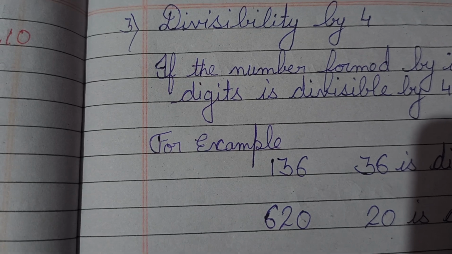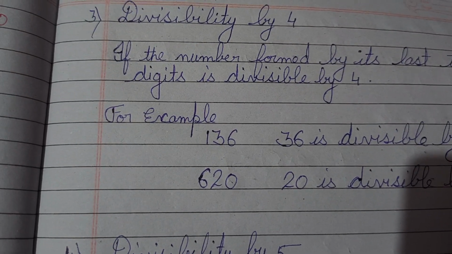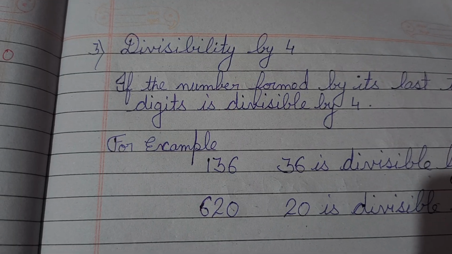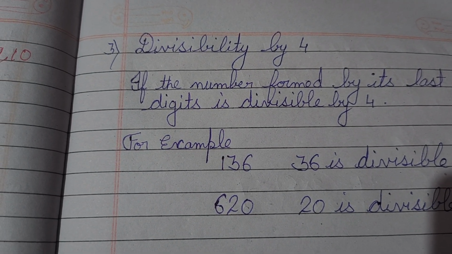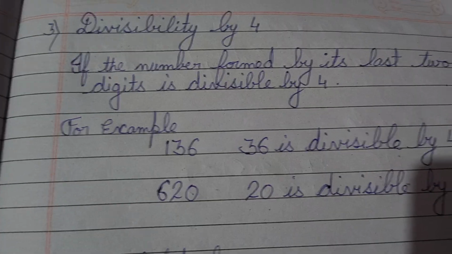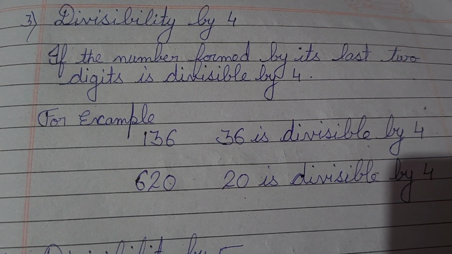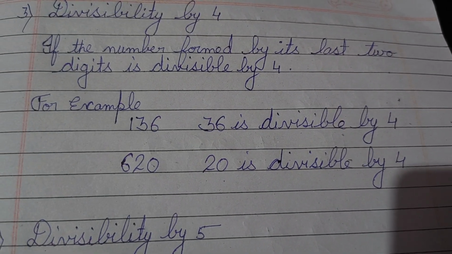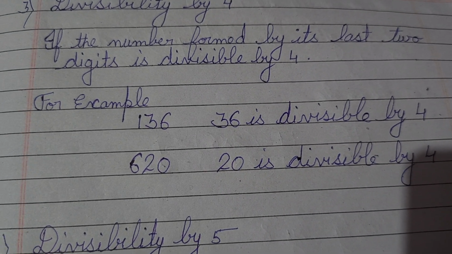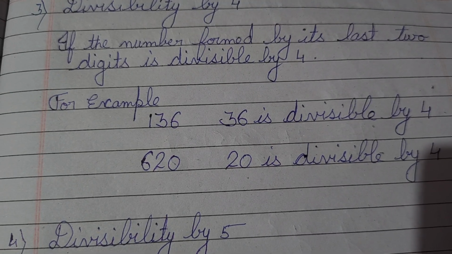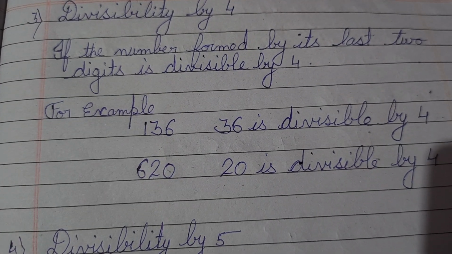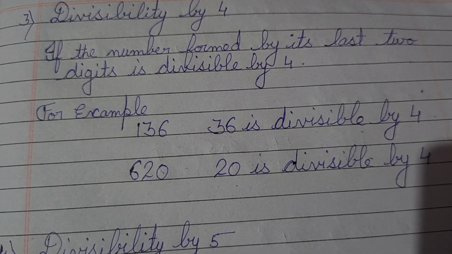Now let's see the divisibility rule by 4. To check if the number is divisible by 4, we will see if the number formed by its last two digits is divisible by 4 or not. Let's take an example, 136. To check if 136 is divisible by 4, we will check if the last two digits, 36, are divisible by 4 or not. Yes, we know 36 is completely divisible by 4. Therefore, 136 is divisible by 4.